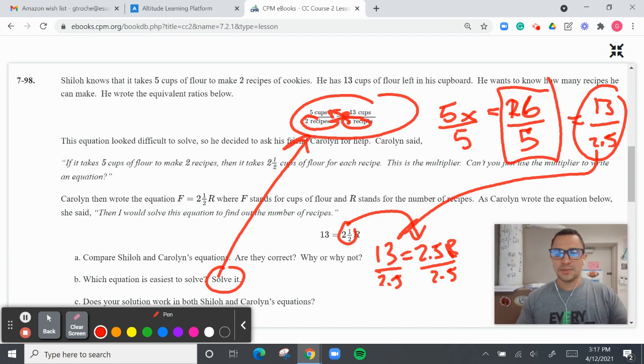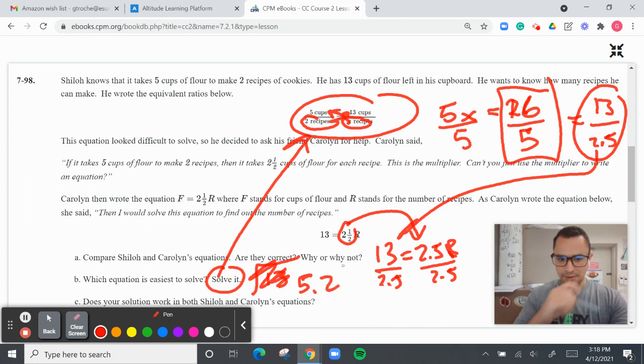So 13 divided by 2.5, that is going to equal... I'm just going to use my calculator. I think it's 5.2. Might be. 13 divided by 2.5, 5.2. Yep. So 13 divided by 2.5, I'm not going to do it now, but it's 5.2.